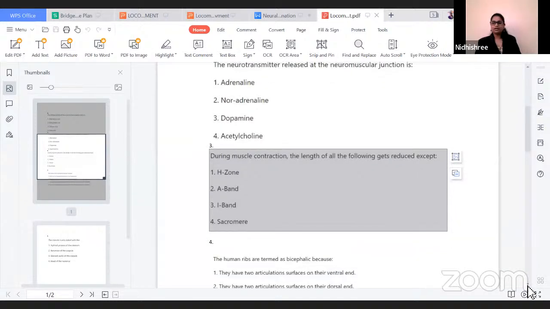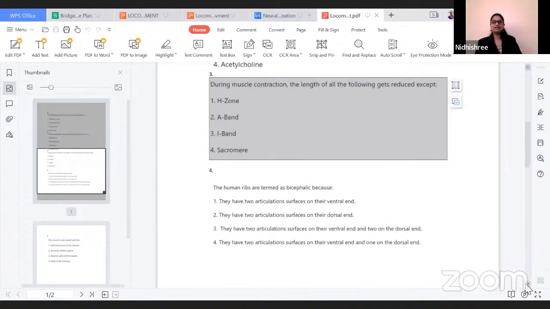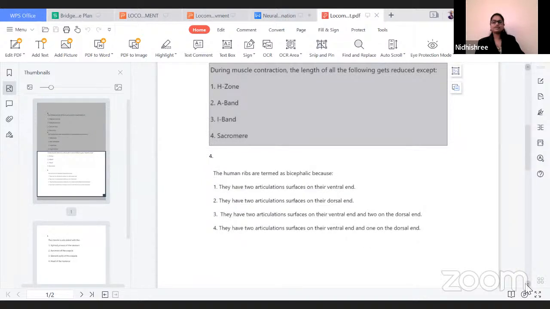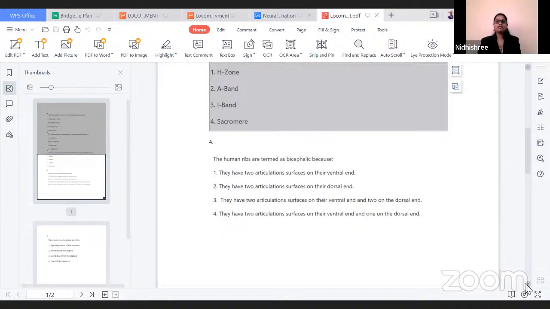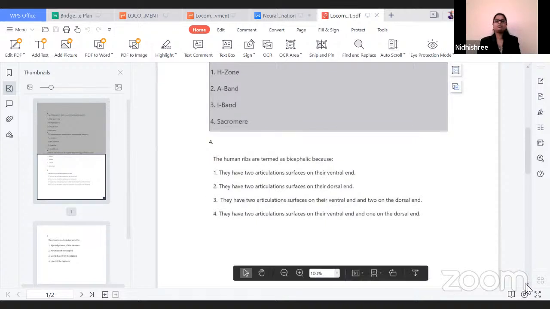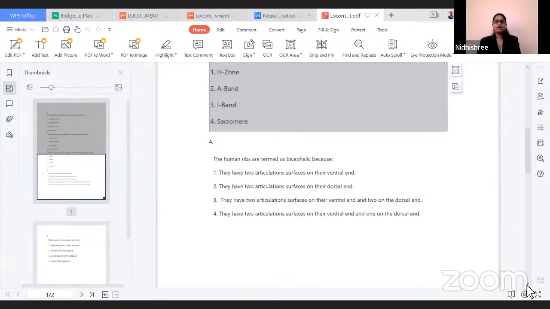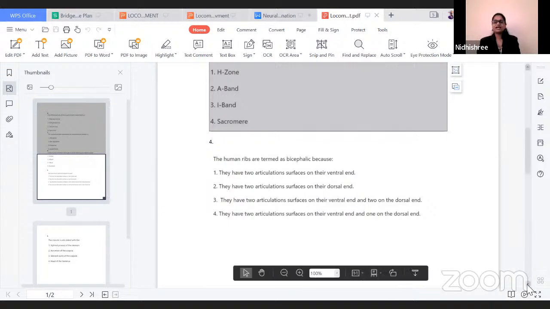Okay. Next question. The human's ribs are termed as bicephalic. Why do we call it bicephalic? They have two articulation surfaces. They have two articulation surfaces on their dorsal end. They have two articulation surfaces on their ventral end and two on dorsal end. They have two articulation surfaces on their ventral and one dorsal end. What is the answer? Human ribs are termed as bicephalic. Chandru option B. Parvati option B. Saima option B. The right answer and quick answer is given by Chandru. Option B is the right answer.